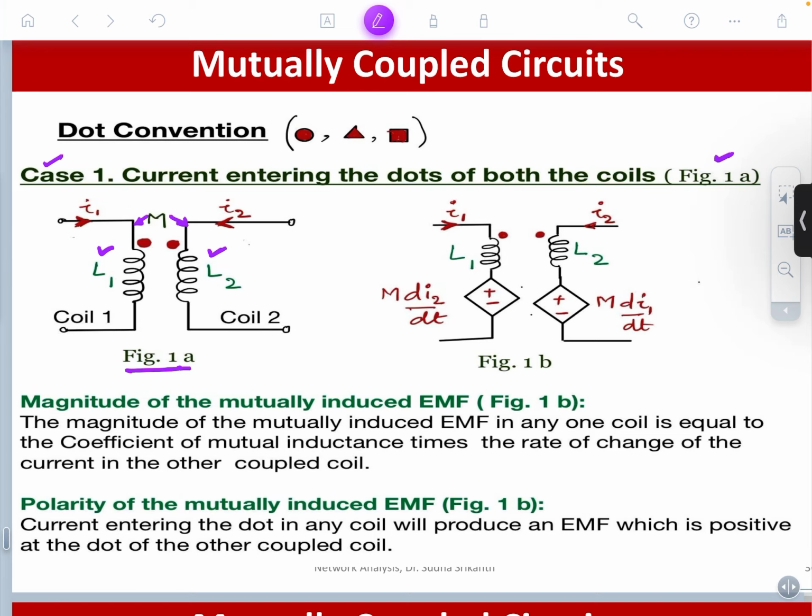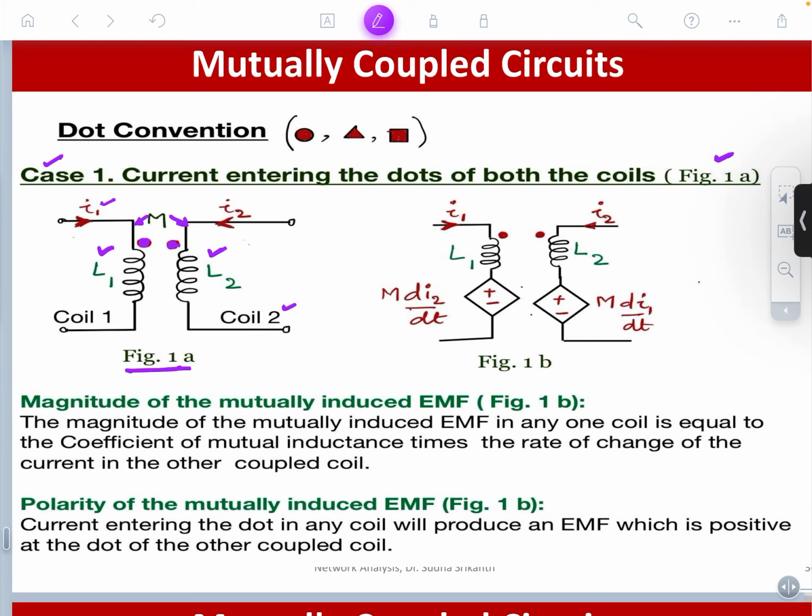We are trying to make an effort to understand these dots. What do we exactly mean by these dots? What do they convey? That is what we are trying to see. In case 1, if we look at figure 1a, it's clear that current I1 is entering the dot of coil 1. Current I2 is also entering the dot of coil 2.